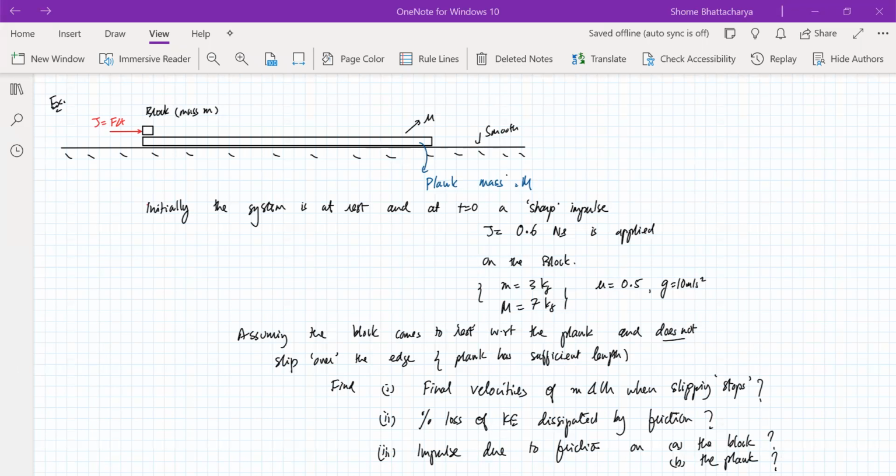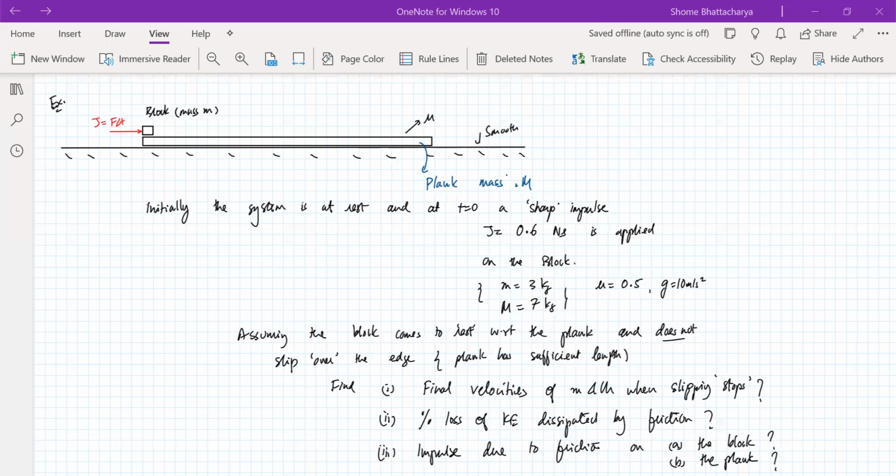Anyone got the answer? Yes, sir. Yeah, tell me. How much is the final velocity coming out to be? Just 6 centimeter per second. Yeah, it will be 0.3 times the initial velocity. And initial velocity you can get by just dividing the impulse by the mass of the block, isn't it? Yes, sir. So 0.6 divided by 3. So that is 0.2 meters per second. And this will become 0.2 into 0.3. So 0.06. Yeah. So 6 centimeters per second.